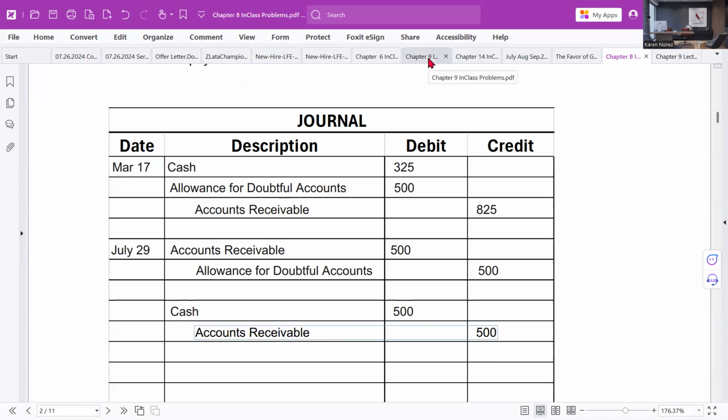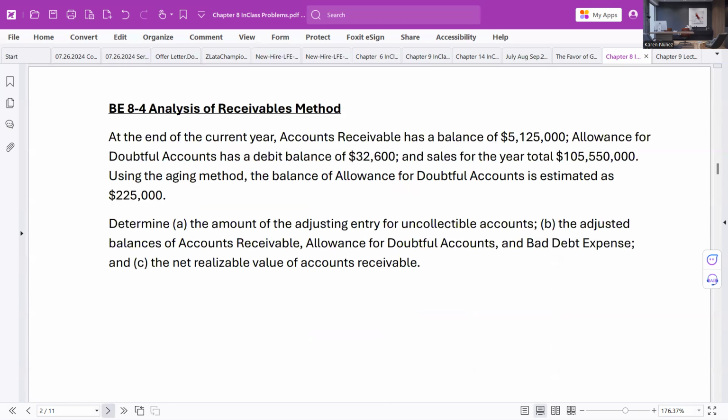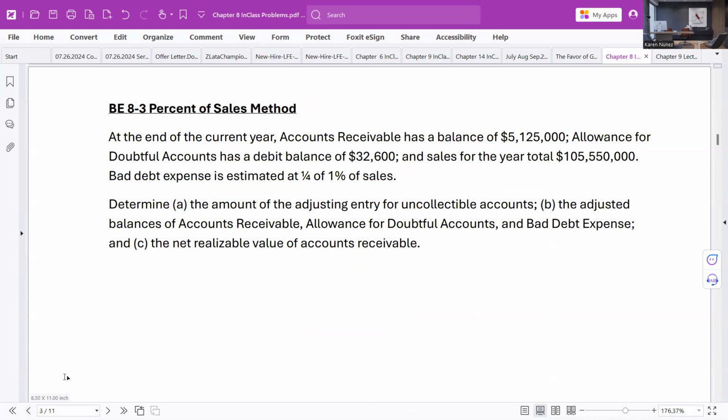Okay, now let's look at the percent of sales method. Let's continue with the allowance method, but now we're going to add the percent of sales method. Remember that there are two approaches we could use to estimate uncollectible accounts when we use the allowance method. We could either use the percent of sales method or the analysis of receivables method. In our next exercise, BE 8-3, I think I went too far here. In BE 8-3, we're going to use the percent of sales method.